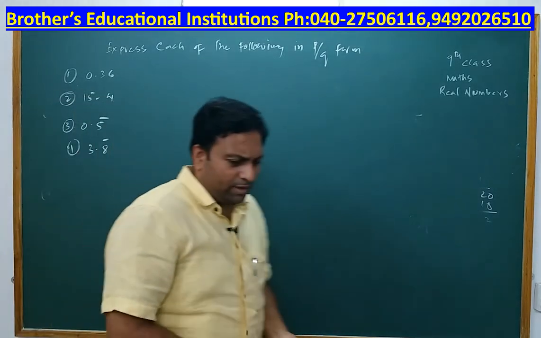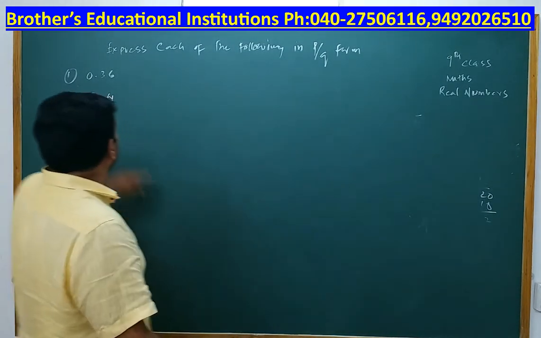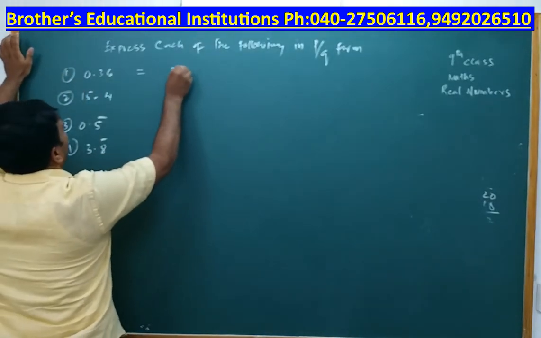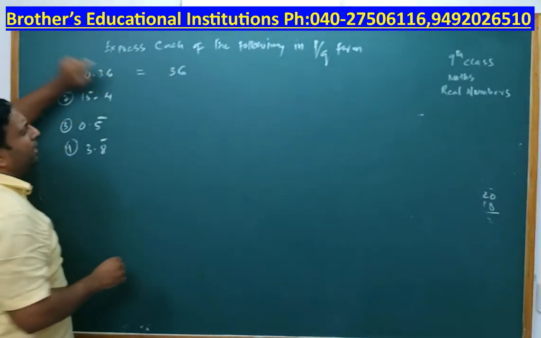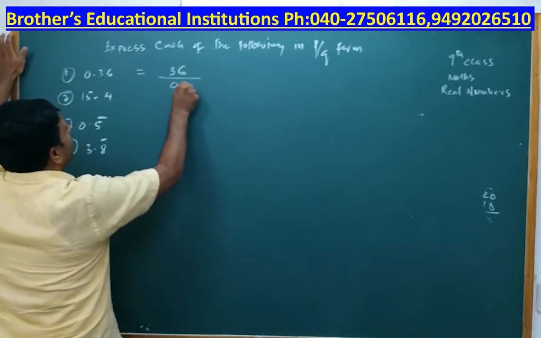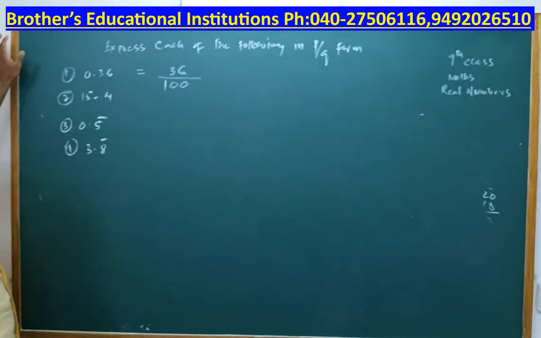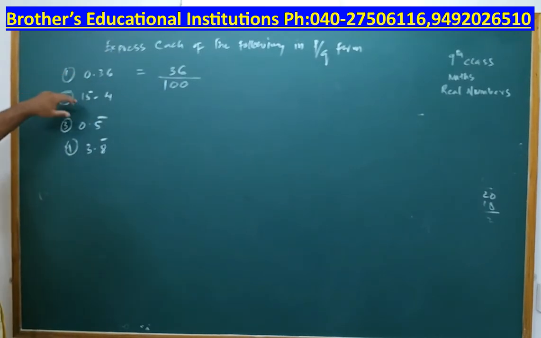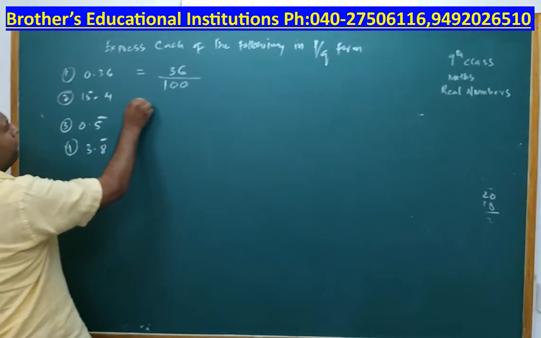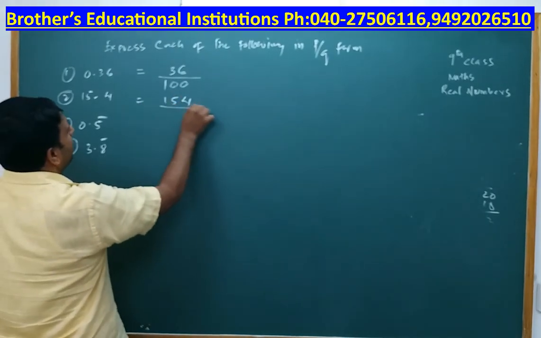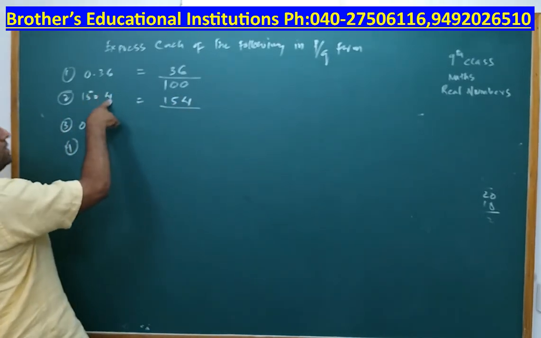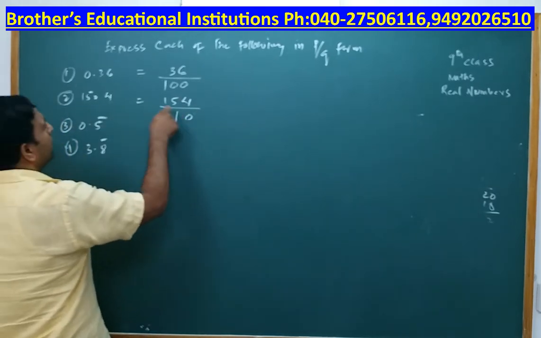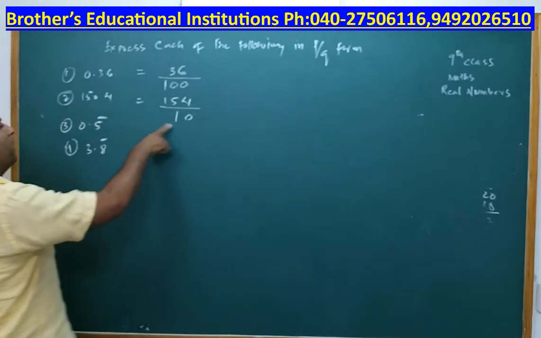So I have taken various examples. Now how do you write 0.36 in P by Q form? Simply I will write 36. After point, how many digits are there? 2 digits are there. I'll put 2 zeros and I'll put 1 here. I hope you understand. So 36 by 100 is nothing but 0.36. Similarly 15.4. 15.4 means I'll write the complete number 154 divided by, after point, how many digits are there on the right hand side? Only 1 digit. So you put 1 followed by 0. So 154 divided by 10 is 15.4.